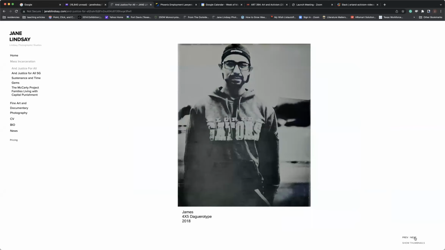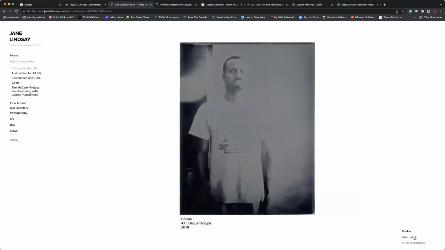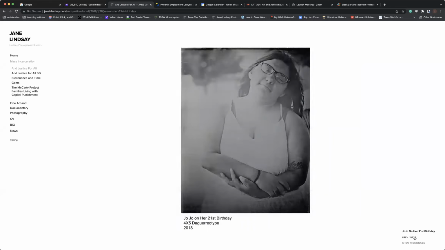So these are portraits of people that came through my office while I was at the public defender's office that agreed to be in my project. And it was about the unjust legal system, and if you have a mental illness, what's going to happen to you in the legal system. Most of these people are people of color, actually.